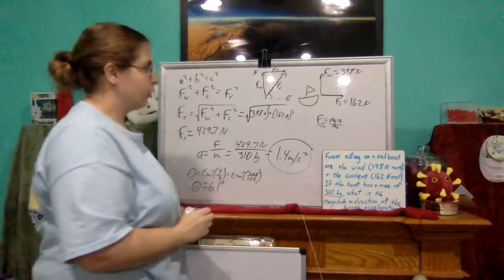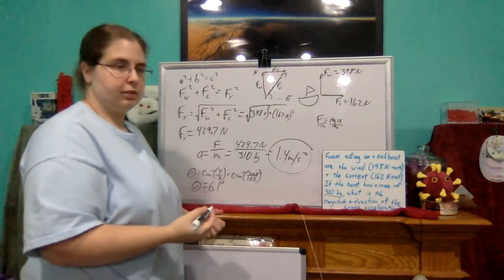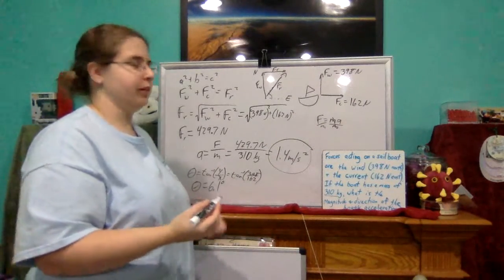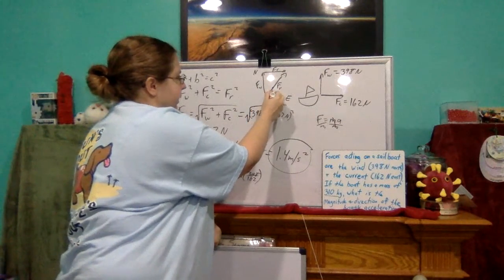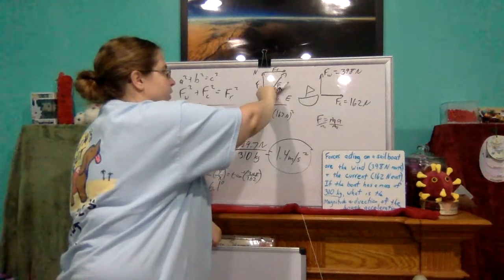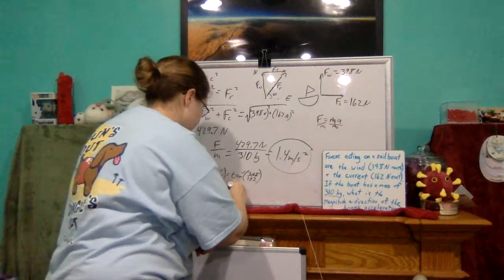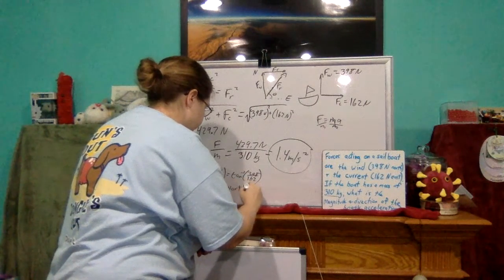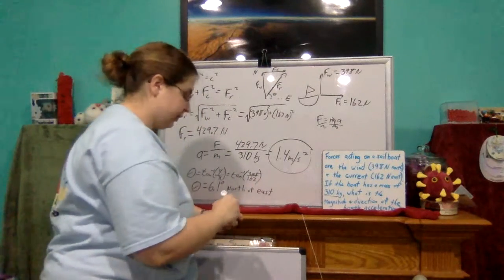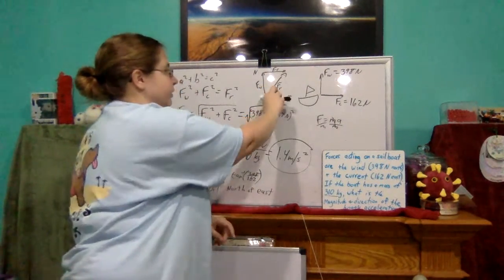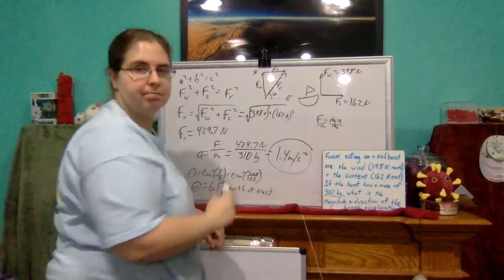degrees. Now the question is, how do we reference it? Because 6.1 degrees can be anywhere. Because it's looking at this right here, we can say it is north of east, because we're starting at the eastern line and we're moving up from it.